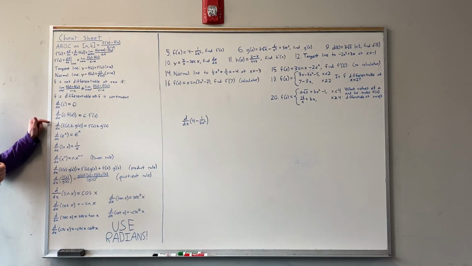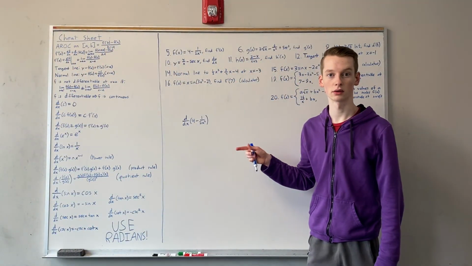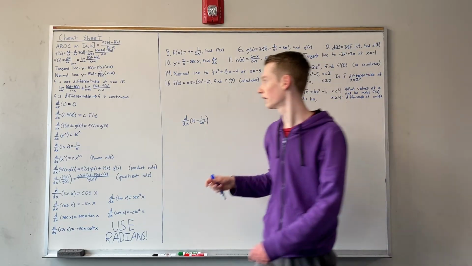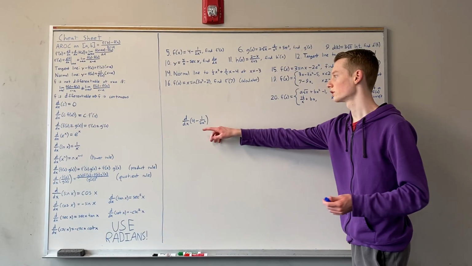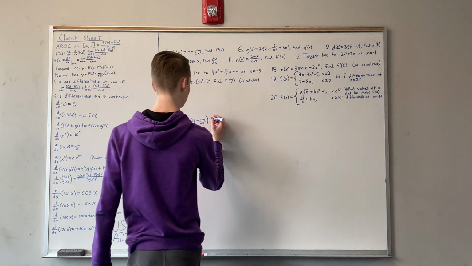Now I know from here that if I have two things being added or subtracted, I can just differentiate those guys individually. And I know also that the derivative of a constant is 0. So the derivative of 4 is going to be 0. Let me write that actually just to be clear.